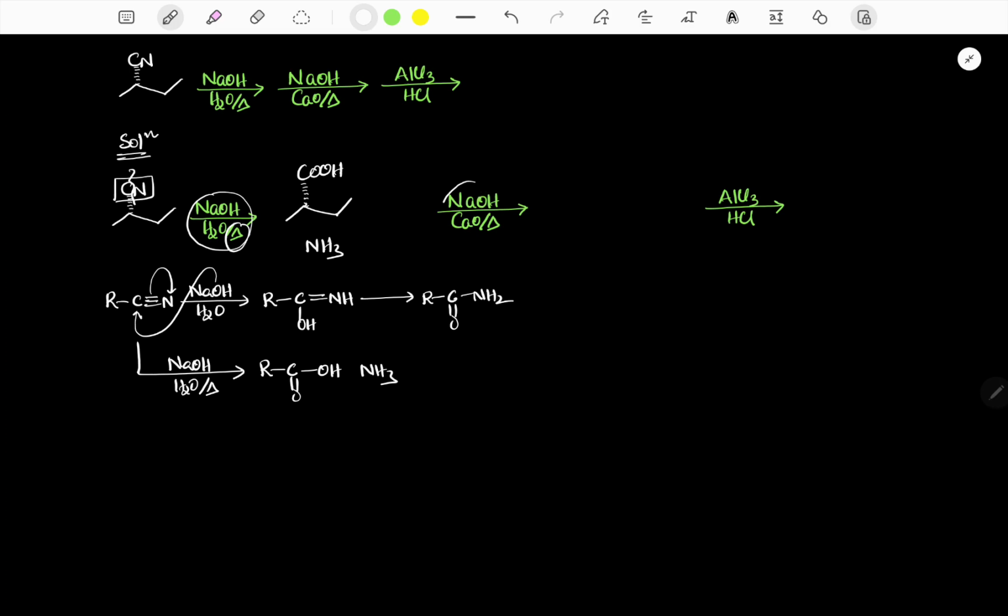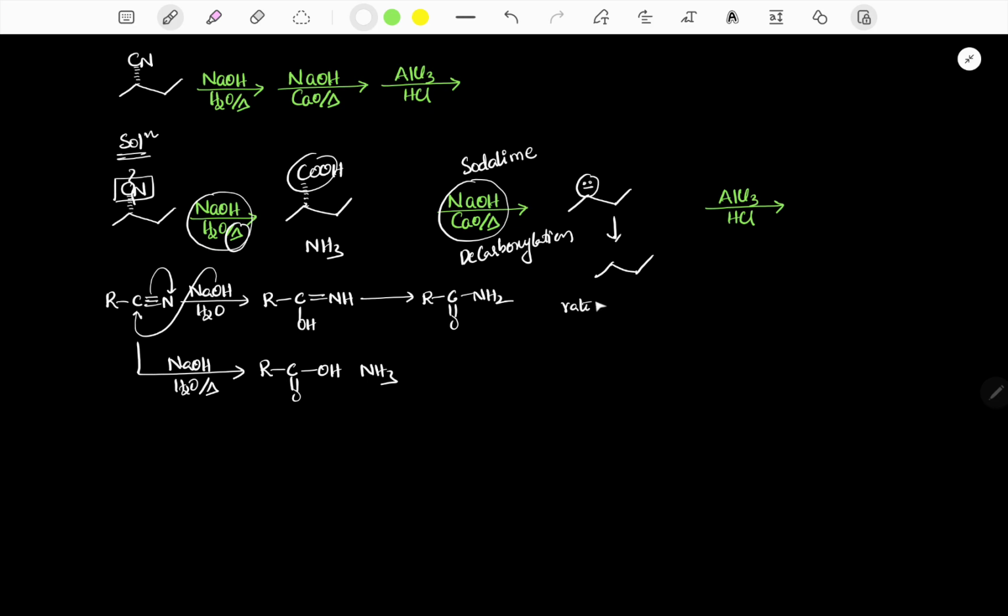When it is treated with soda lime, the NaOH CaO combination is known as soda lime. So when we are using soda lime with carboxylic acid, decarboxylation takes place. We have to remove the CO2 and write down the carbanion, C minus. No other possibility, acidification not granted.